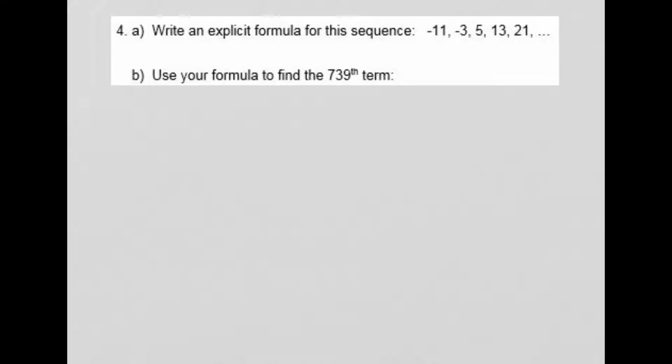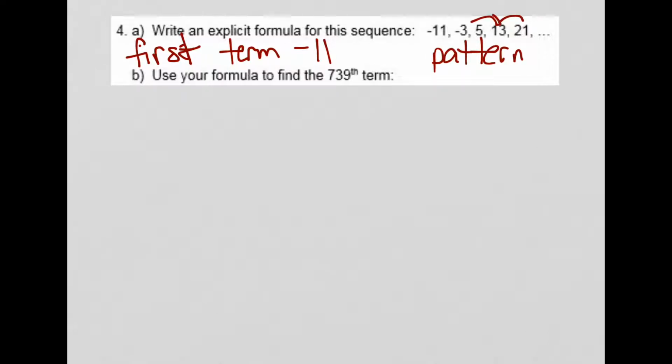First of all, here's your sequence: -11, -3, 5, 13, and 21. Let's write an explicit formula. Well, we still need two things to write an explicit formula. We need a first term, and we need a pattern. The first term is -11, and our pattern, hopefully you can see that we are adding 8 every time. Okay, that's all we need.